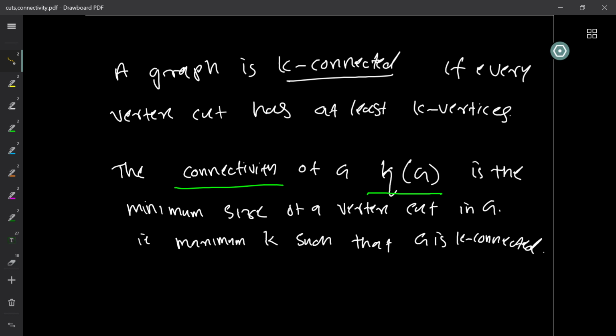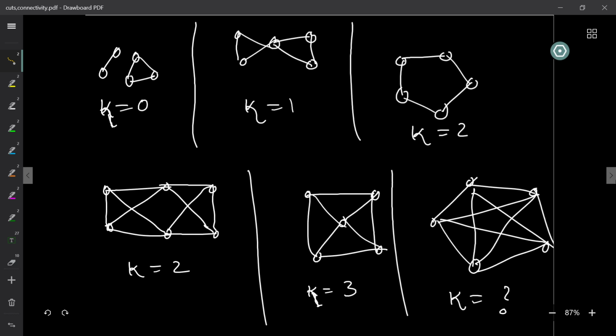And the connectivity is basically the minimum size of a vertex cut in the graph, or the maximum k such that the graph is k connected. That is called the connectivity, and is denoted by the Greek letter kappa of G. So the connectivity is the minimum size of a vertex cut. In the first graph, it is disconnected, so the connectivity is 0 because it is not even connected. You don't have to remove anything to make it disconnected.